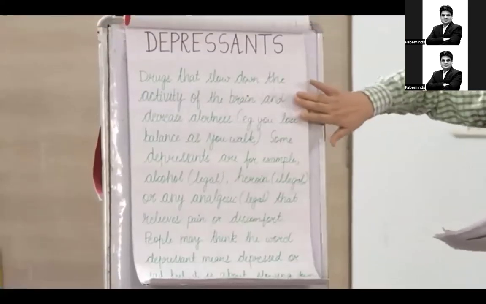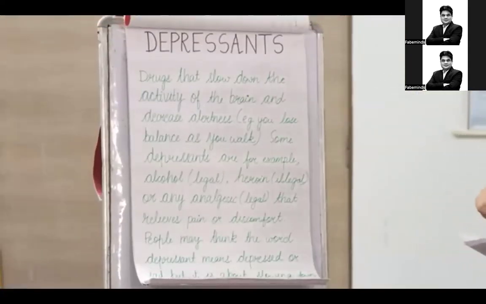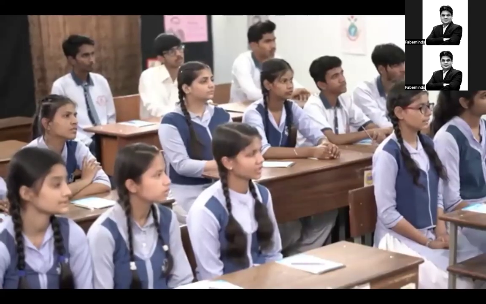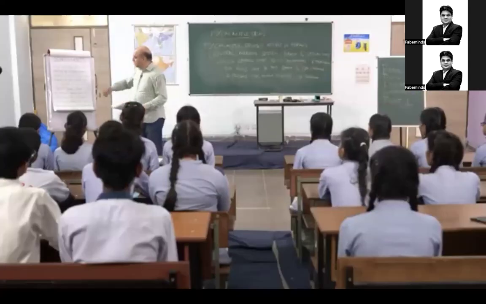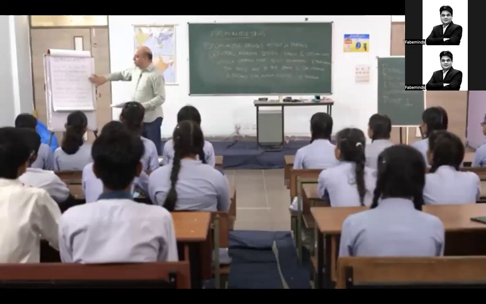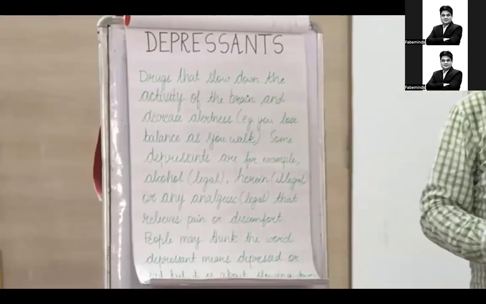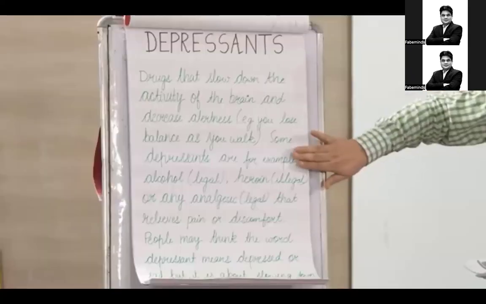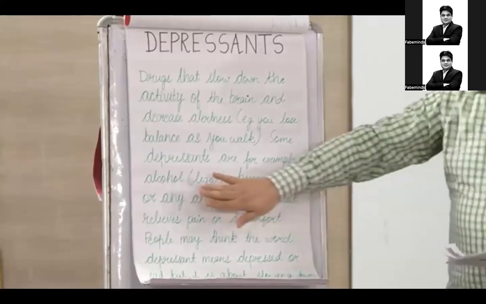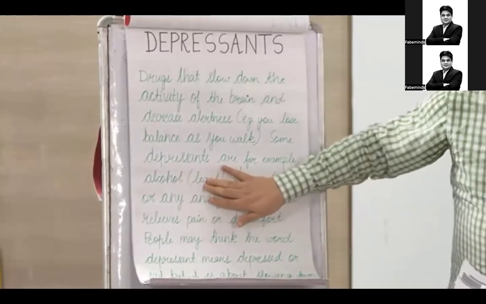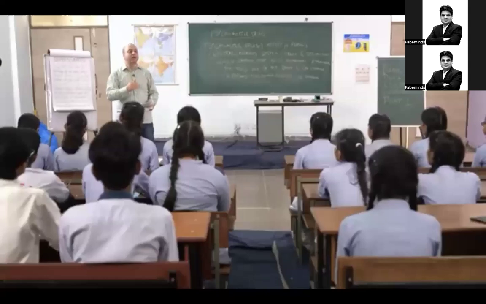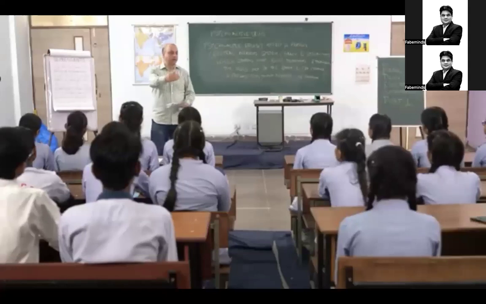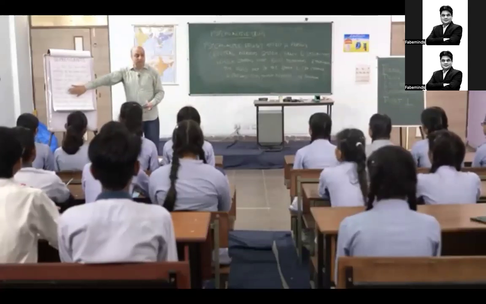So we'll first discuss depressants. These are drugs that slow down the activity of our brain and decrease alertness. We are less alert. For example, you could lose your balance as you walk. You may not even be able to walk properly. Some depressants are, for example, alcohol, which is legal. When I say it's legal, it's legal for a particular age group, not for everybody. But yes, it is legal and available.